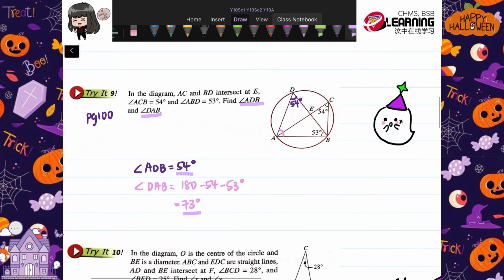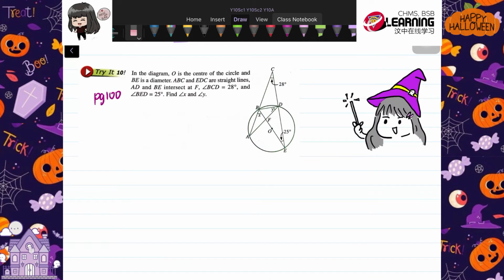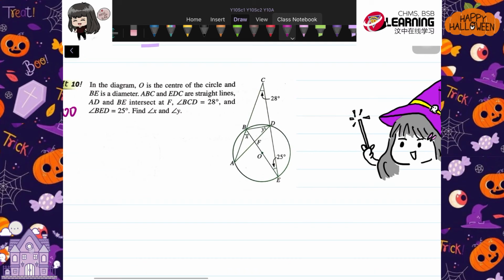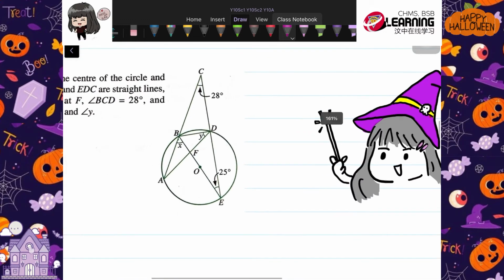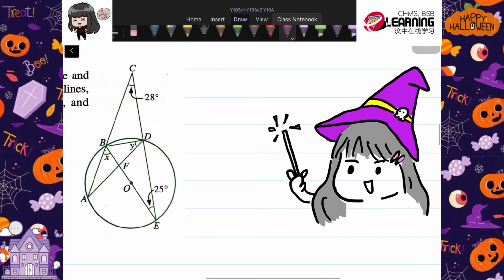Now we go to Try It 10, also page 100. Let's look at the diagram. The question is all in the diagram already. You don't need to copy the whole question, only the circle. I'm going to zoom in. Now we're going to find x and y.